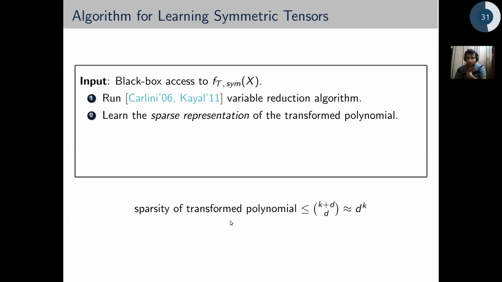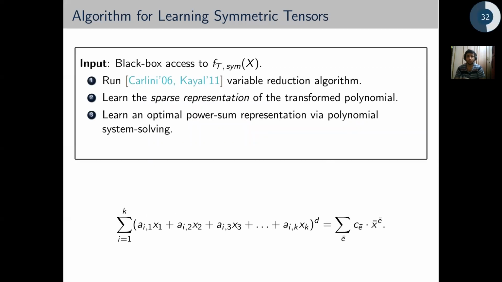Now note that since the polynomial depends on just k variables, its sparsity will be at most d to the k. So you can learn the sparse representation of the polynomial. d to the k is polynomial when k is constant. And now you can brute force set up a system of equations. That is, you write the circuit representation where the a_i you think of as unknown variables, and the c_i you know because of the sparse interpolation.